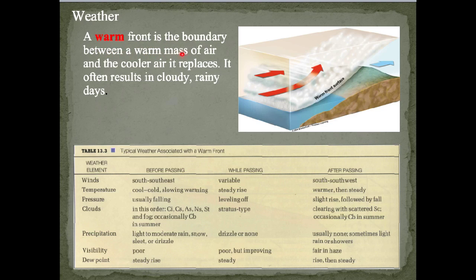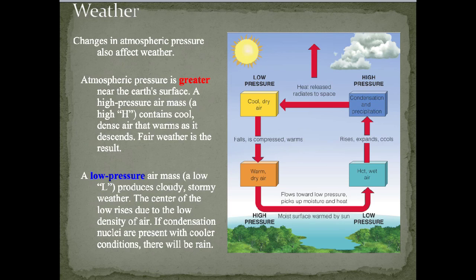Now, a warm front is the boundary between a warm mass of air and the cooler air it replaces. It often results in cloudy, rainy days. Changes in atmospheric pressure can also affect weather. And we're going to be doing a little demo with this, looking at creating a cloud in a bottle.